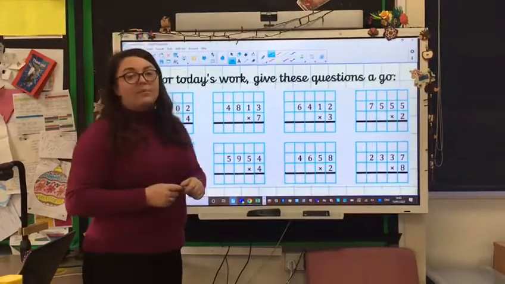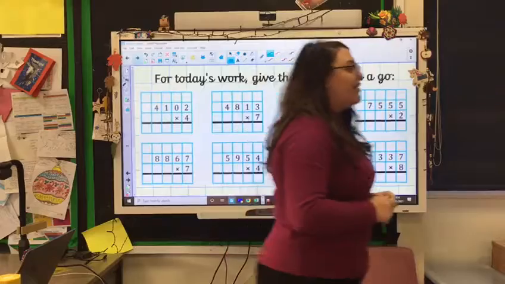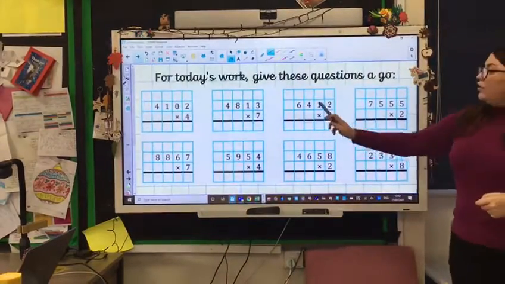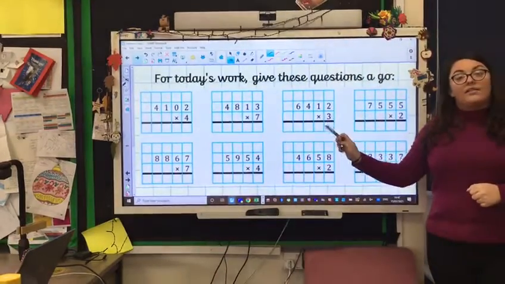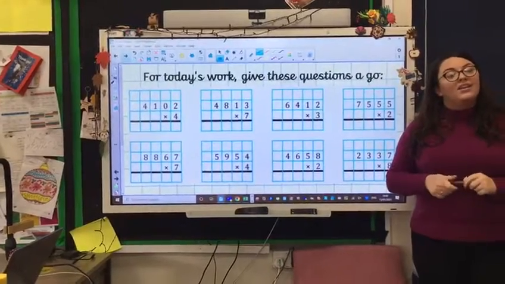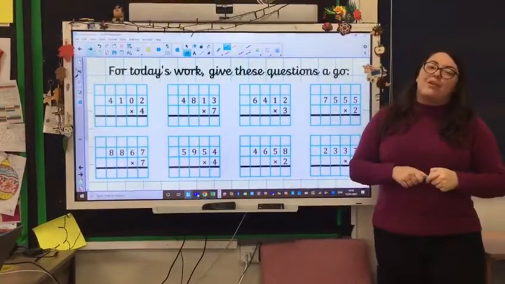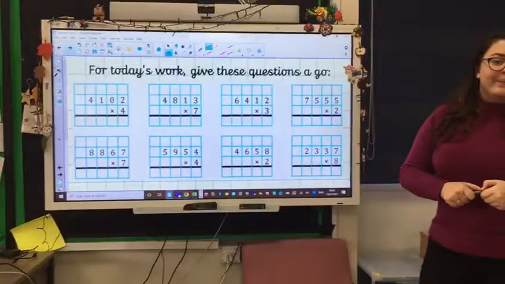Okay, so for today's work, you're going to work through these slides. It has lots of different short multiplications on it, and you've got the squares underneath to help you with the laying out. So give it a go. I'm sure you'll be brilliant like you were when we did it in school. Good luck!